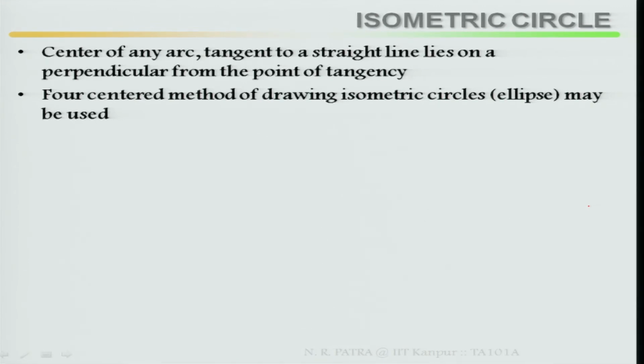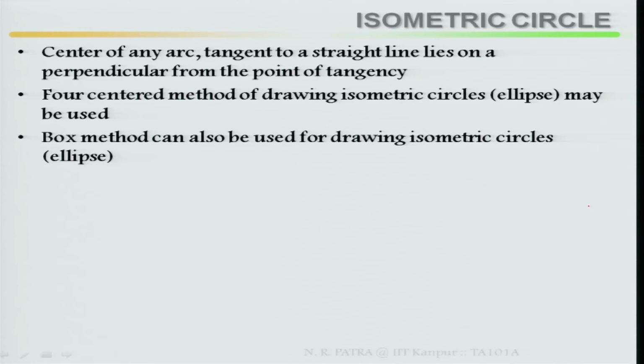If you remember, we will go back to my second class. Curves and ellipse, basic things I have explained. There are two methods to draw your ellipse. One is your exact method, the other is your approximate method. One of the approximate methods is the four-center method. So in this case, you can always use the four-center method to draw your ellipse. The box method can also be used for drawing isometric circles or ellipses.